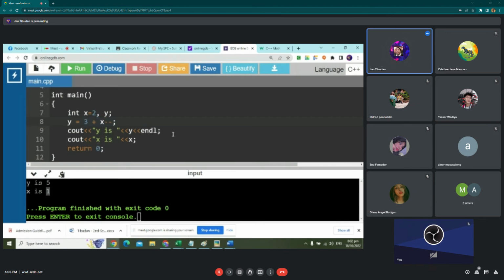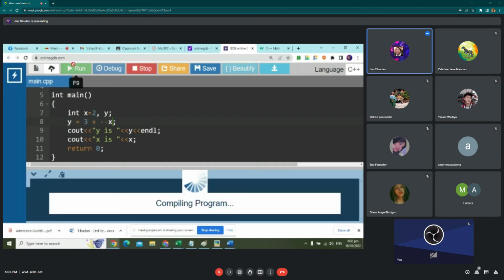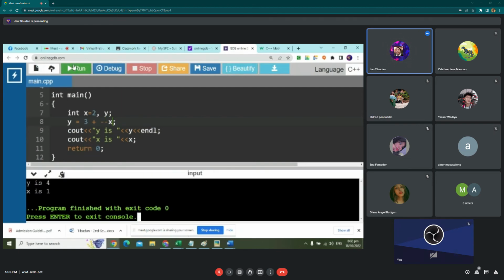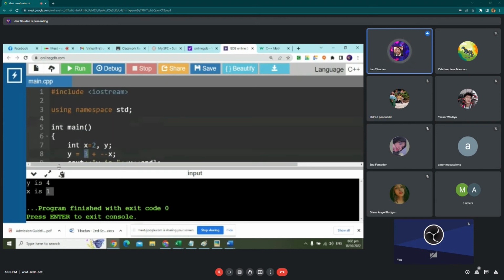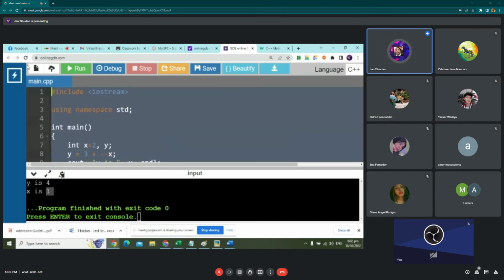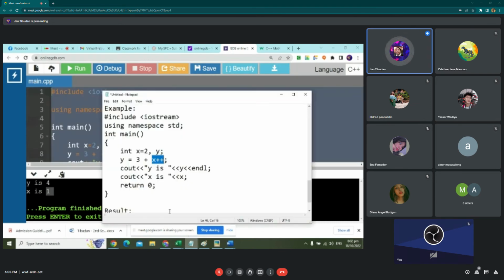Now, if we reverse this, class, your x reacts right away. Okay. So, here, y is 4 because you have subtracted your x by 1. So, 2 minus 1, that is already 1. Added with 3, that makes it 4. Okay? So, x is 1. Okay? So, it remains the same, class. So, watch out for this.